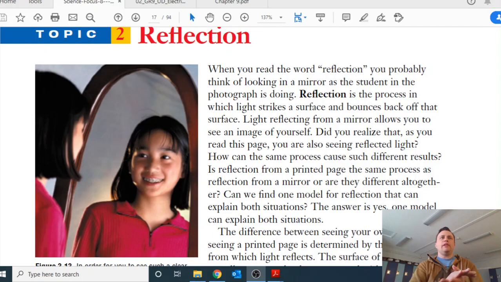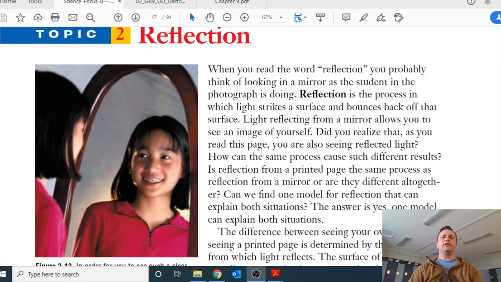All right, 7-8 class, here we go. So we are into reflection. Reflection is a property of light that we already talked about. It is where light hits a surface and bounces off of it. And realistically, everything you see is reflecting light in some amount.